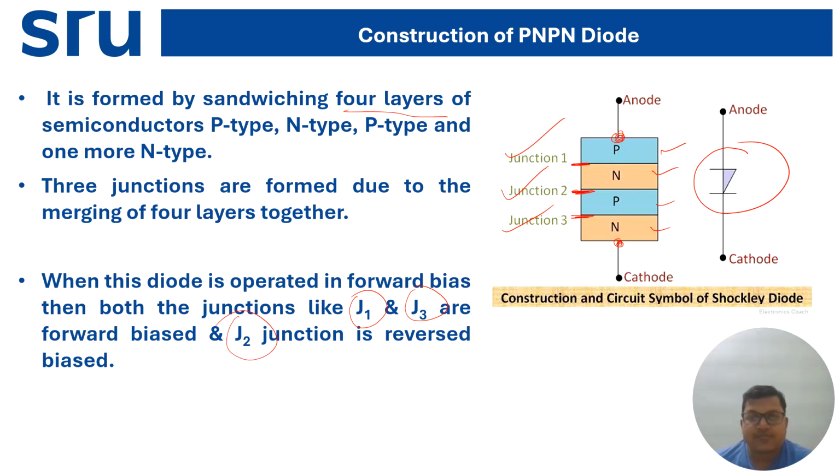So we will try to understand. When the diode is operated in forward bias condition, both junctions J1 and J3 are forward biased. This is J1 because on this side we are connecting the positive side, so it acts as forward bias, and on this side we connect the negative of the battery, so this N type junction also becomes forward biased, and the junction in between becomes reverse biased.